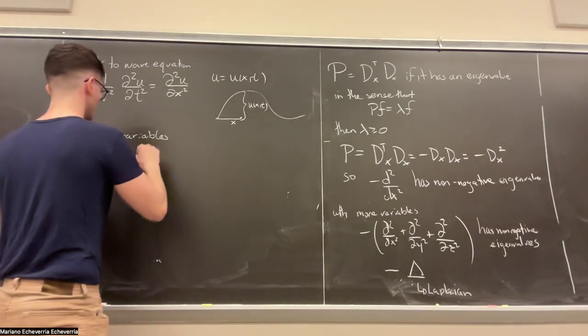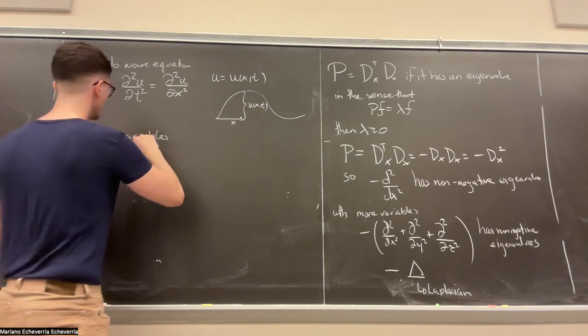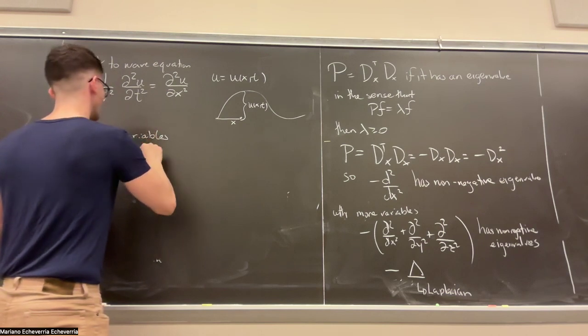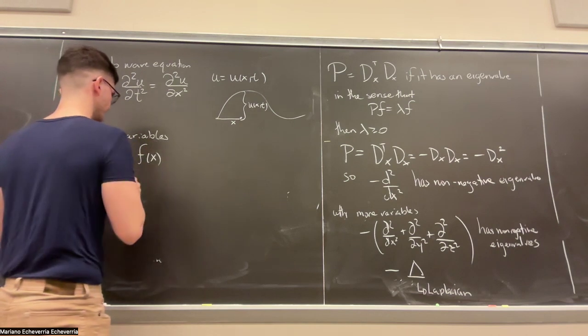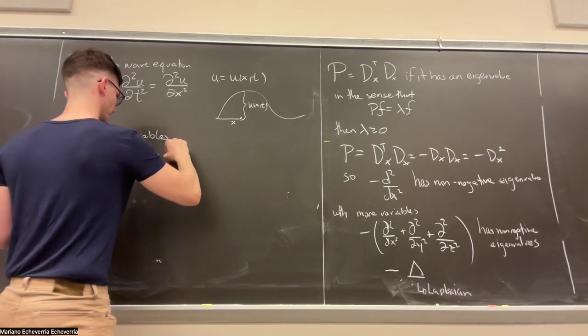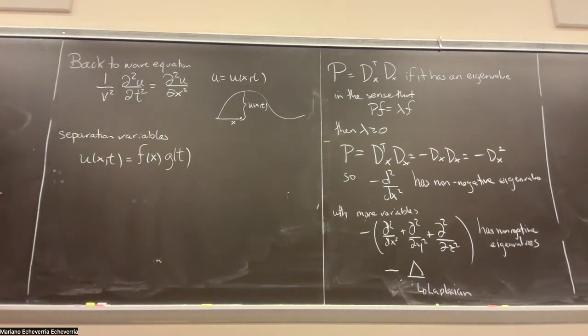So I'll put it like this. We're just thinking that it depends on a function of X and a function of T.